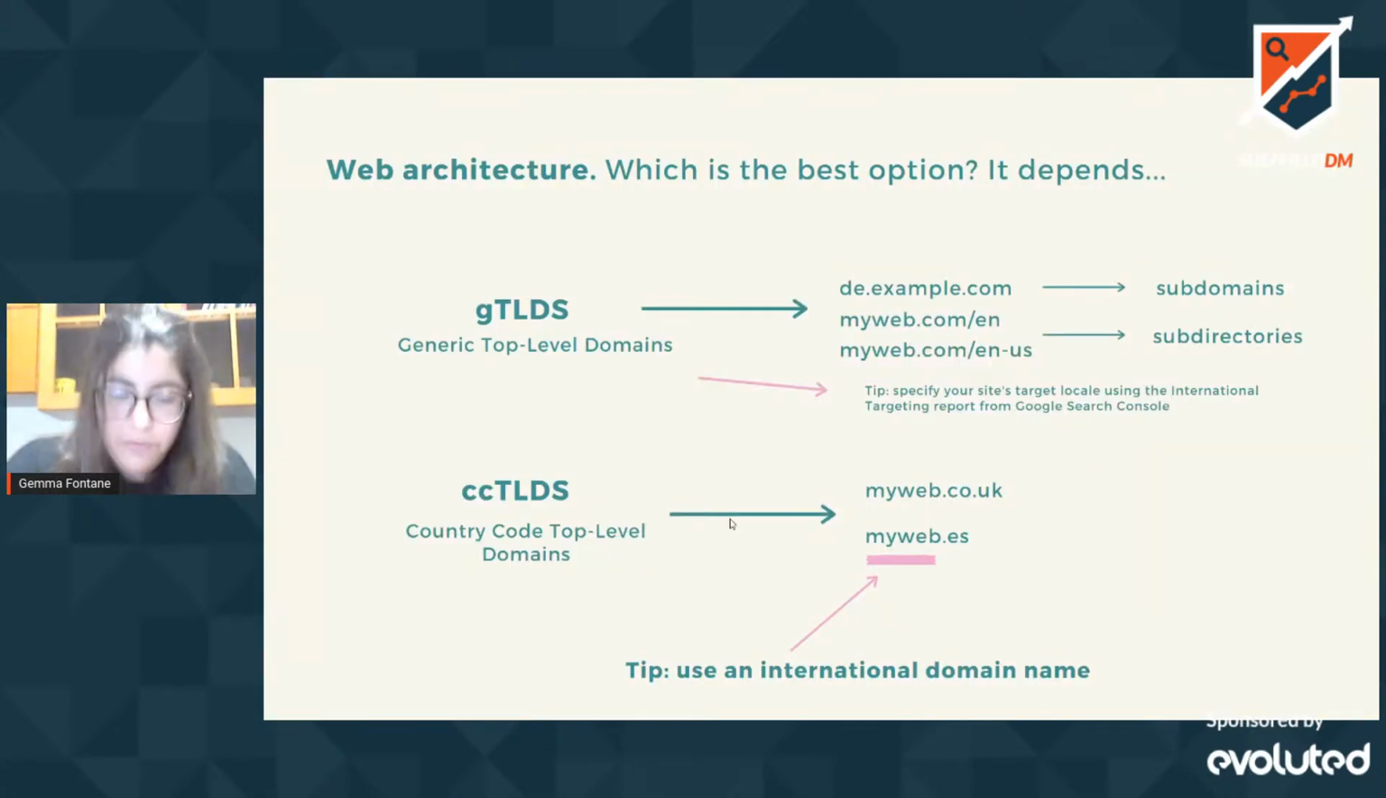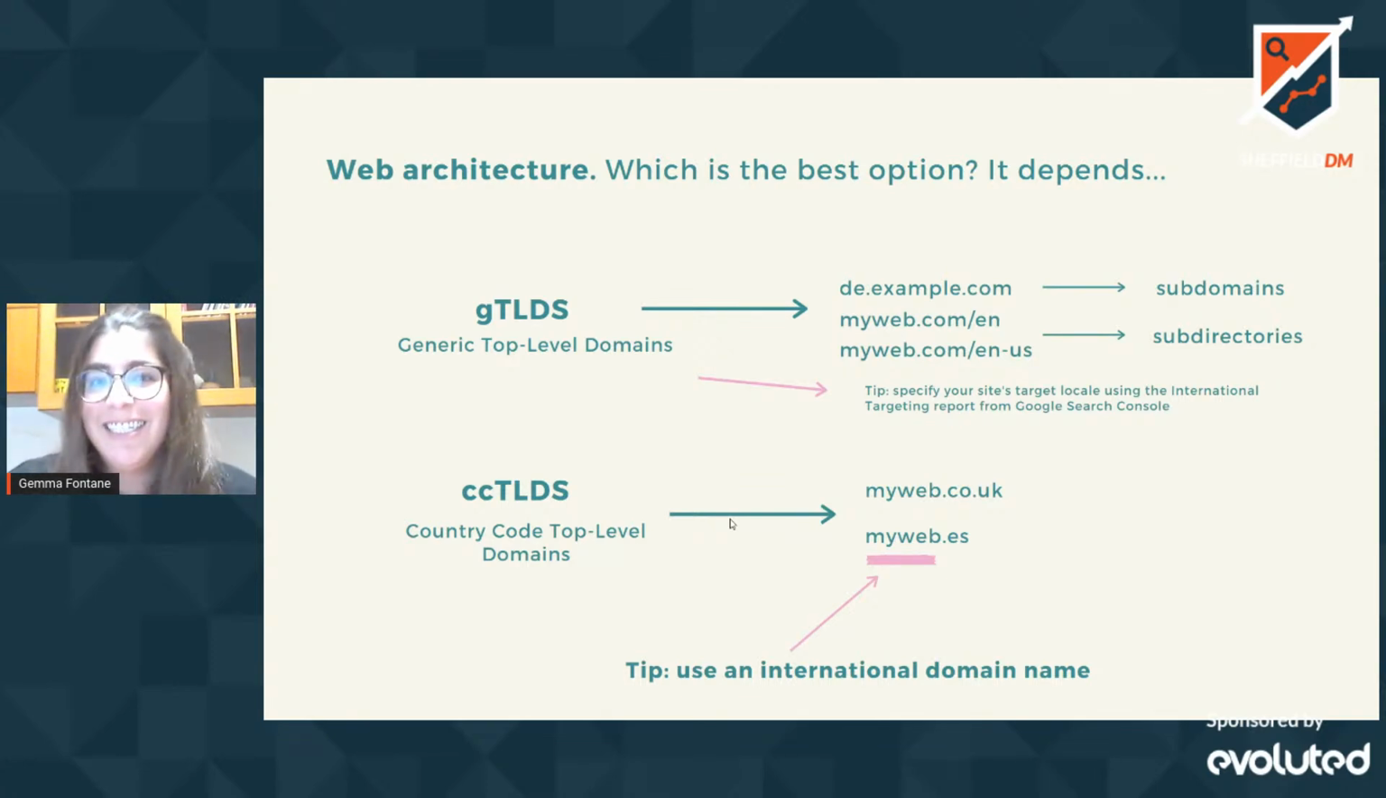Okay, first of all, if we don't already have our website, this is something that I'm not going to focus on today, but it's important to remember about web architecture. There are two different main types: generic top-level domains and country code top-level domains. Which one is better?